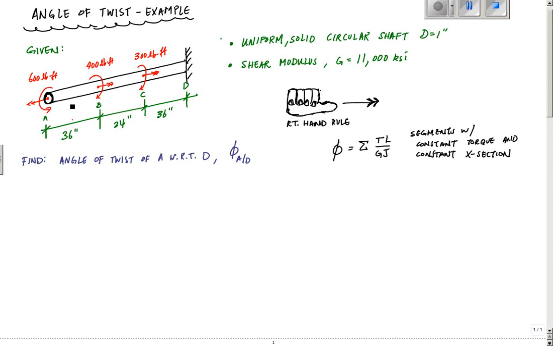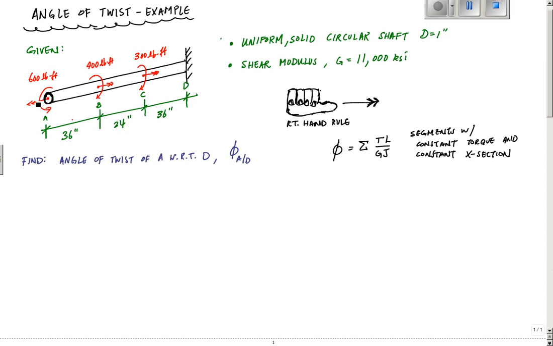All right, in this problem, we're going to calculate the angle of twist at end A on this uniform solid circular shaft, which has some concentrated moments at A, B, and C, and it's fixed at D here. The diameter of the shaft, again, it's uniform, it's solid. The diameter is 1 inch. I've got a shear modulus here of 11,000 KSI.